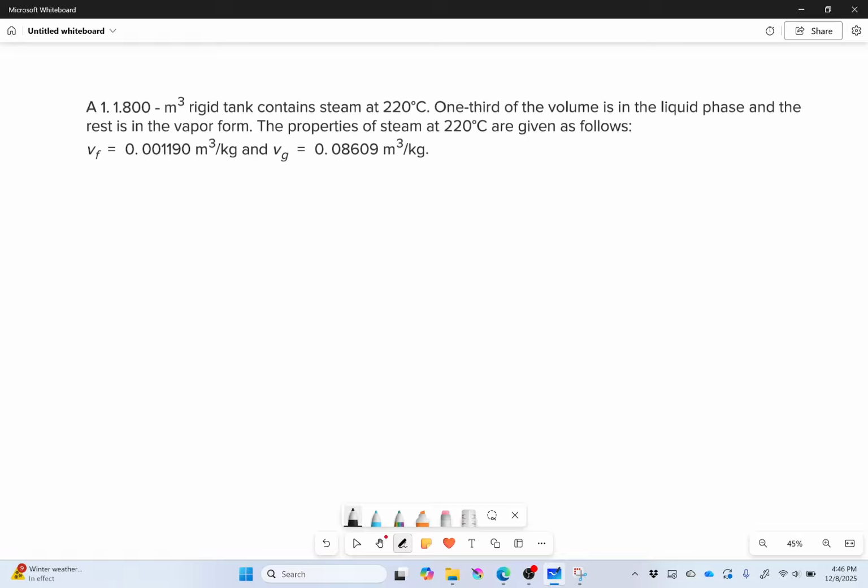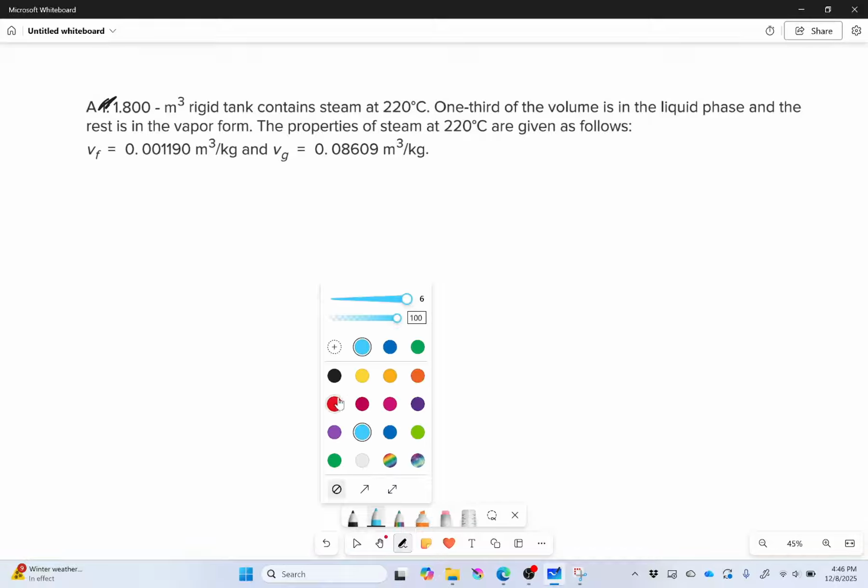And what do we have here? Well, we have a 1.8 meter cubed rigid tank. It contains steam. So 1.8 meter cubed. It's rigid. We need to know that. Steam at 220 degrees Celsius. 1/3 of the volume is in the liquid phase, and the rest is in the vapor form. Properties of steam at 220 degrees Celsius are given as follows.